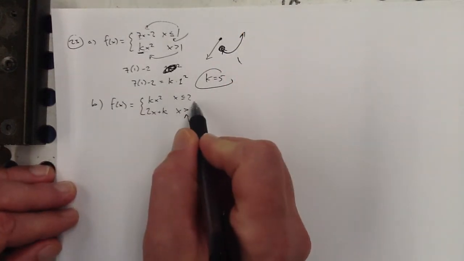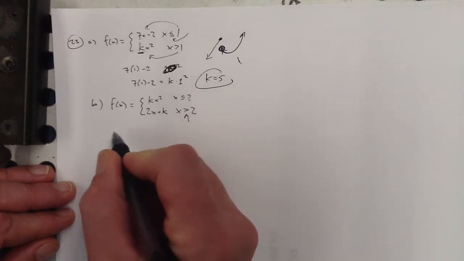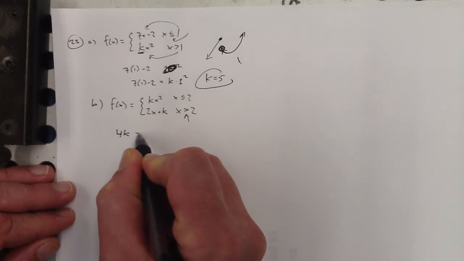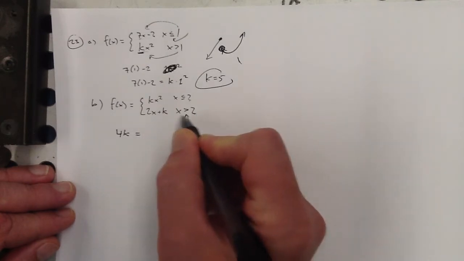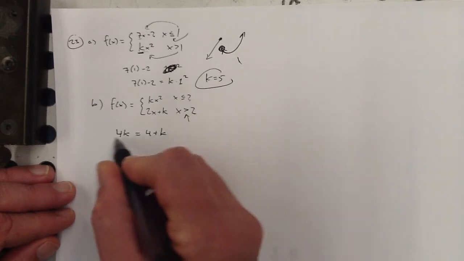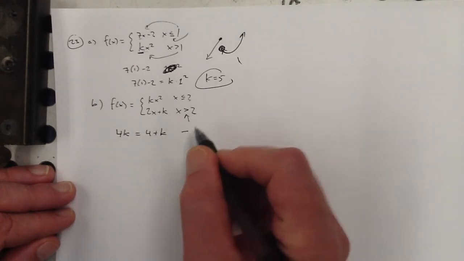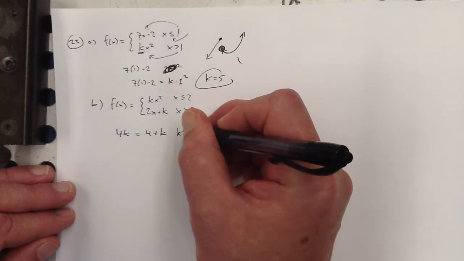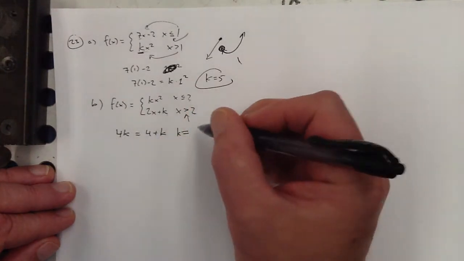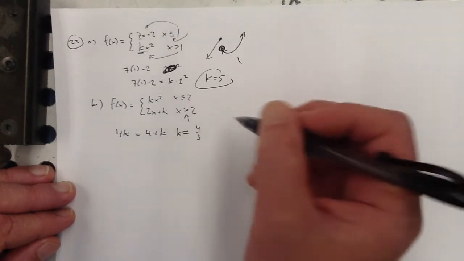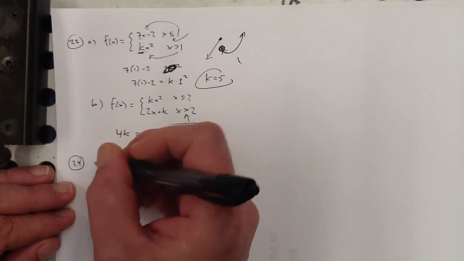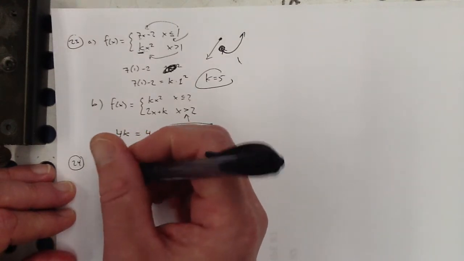All right, so let's see. I plug 2 in here, and I get 4k. And then I plug 2 in here, and I get 4 plus k. And then I do some algebra, and it looks like k is going to have to be equal to 4/3. That's all, folks.